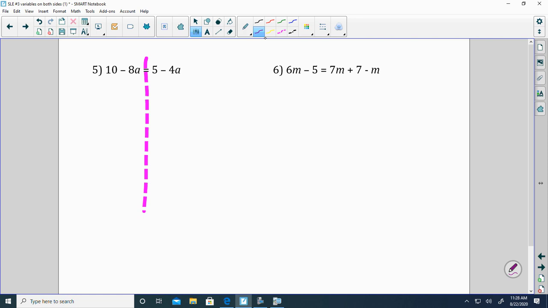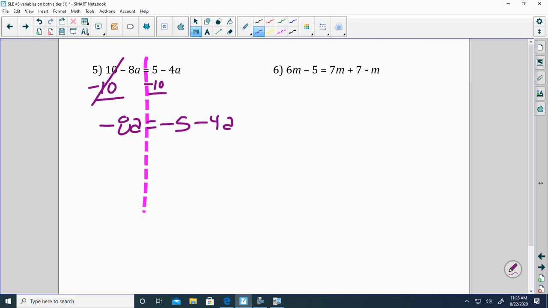Well, let's start this one a little different. Rather than moving the letter, let's move one of the numbers. So I'm going to subtract 10 from both sides. See what happens. Those cancel. So I get negative 8a is equal to 5 minus 10, which is negative 5, minus 4a. Remember, 5 minus 10 is a negative number.